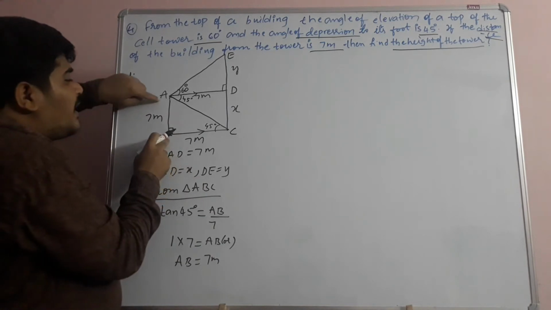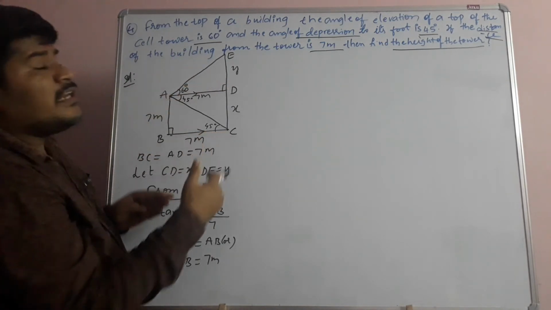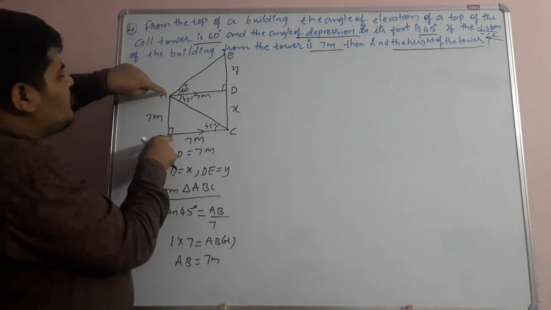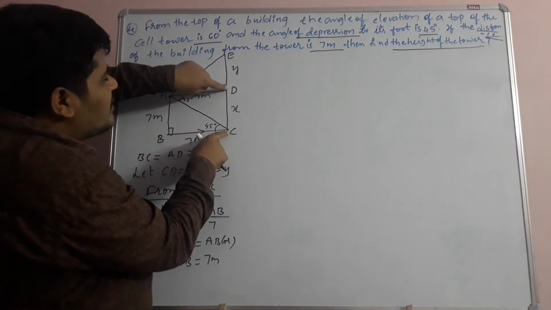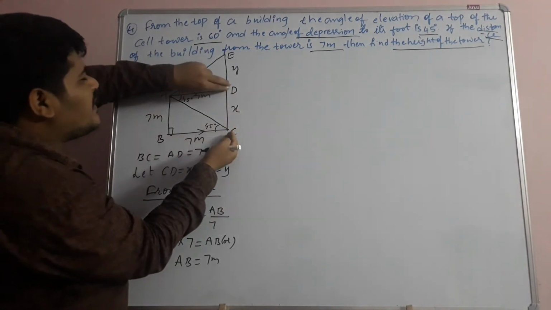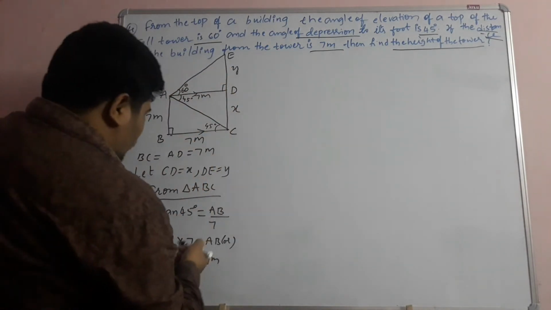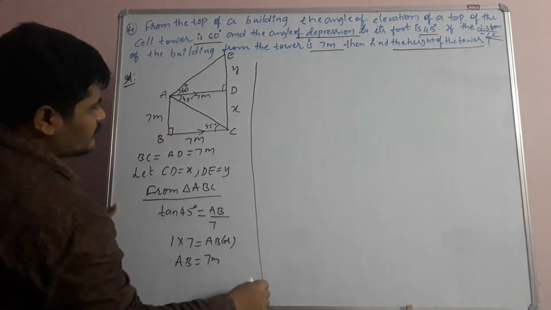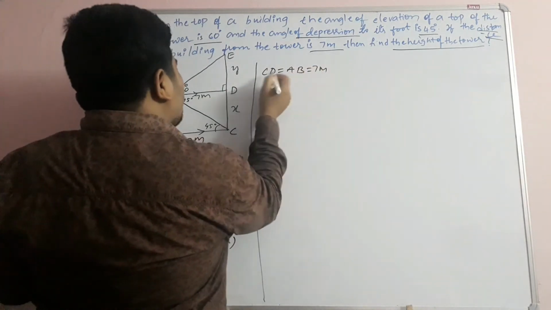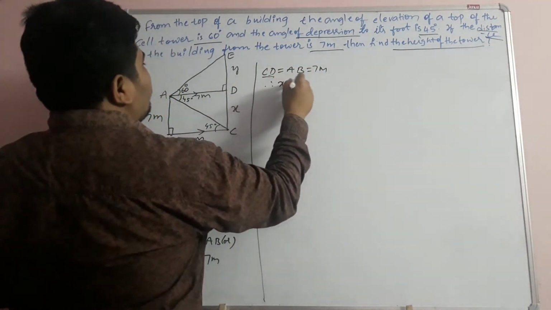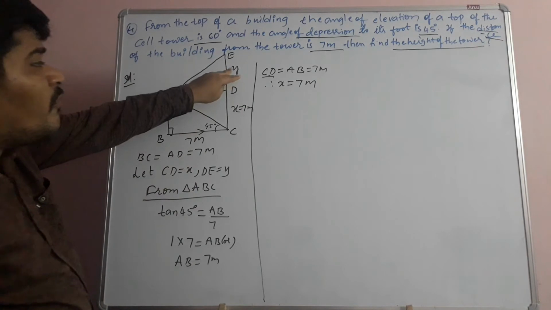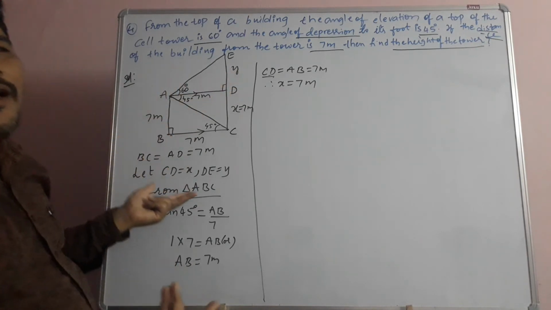So children, AB and CD both are equal in length. Here this is the height of the building. So if you take this AB, that is also equal to CD. From C to D, whatever the building height is, CD will be the same. So we can write CD is equal to AB is equal to 7 meters. CD is nothing but X. So therefore X is equal to 7 meters. So we got X as 7 meters. If we know the value of Y, then we can easily find the height of the tower.